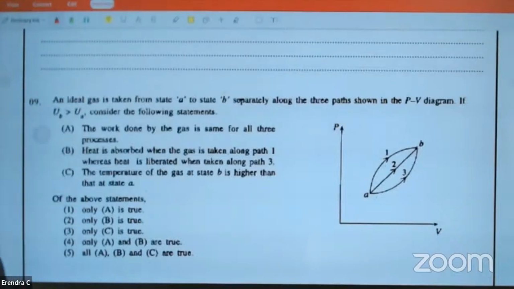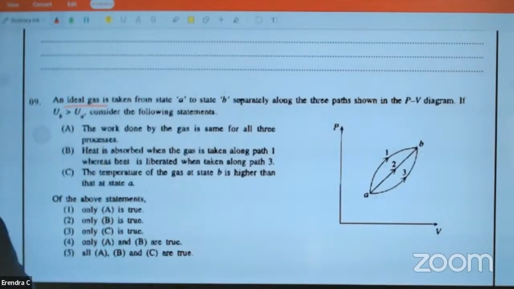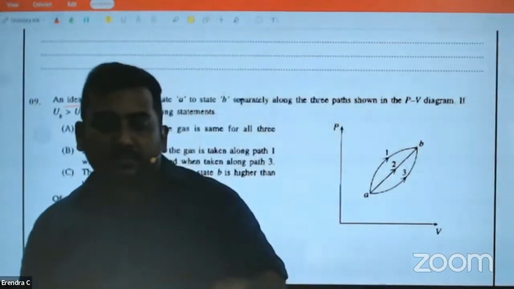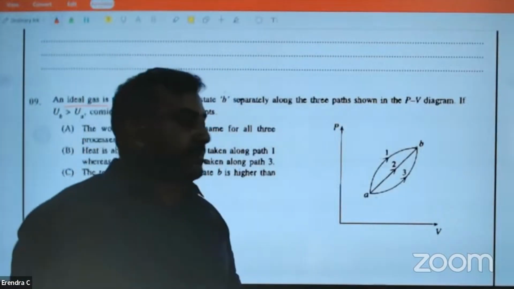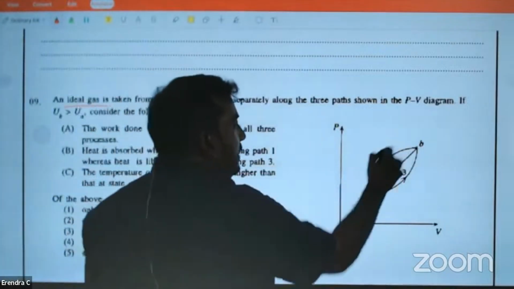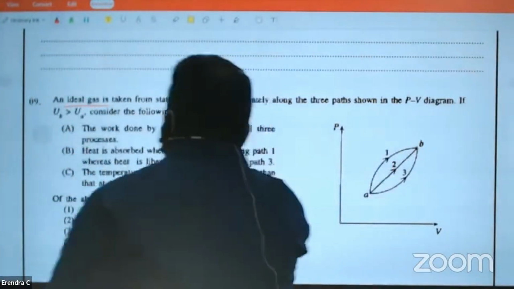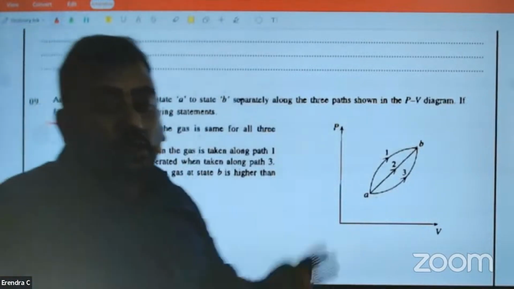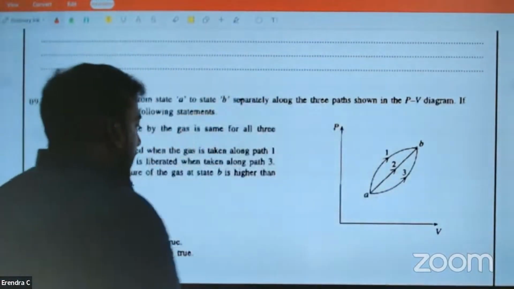Right. Look at this. An ideal gas is taken from state A to state B. Now, this is the thermodynamics section. I'm sure you have done thermodynamics in your thermal physics lesson. From state A to state B separately, there are three different paths. If UB is greater than UA, what do you mean by UB? UB means the symbol for internal energy. Now, these are the notes.